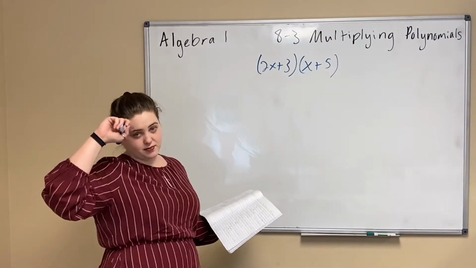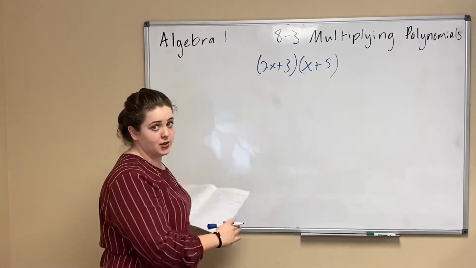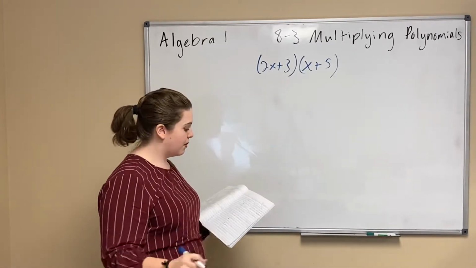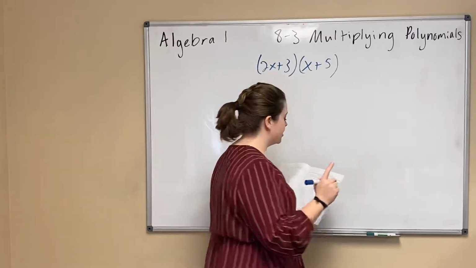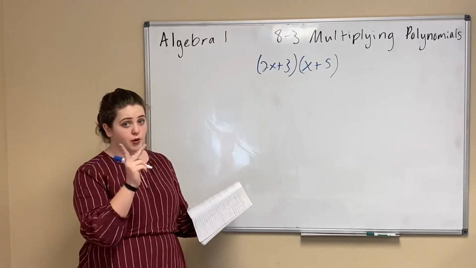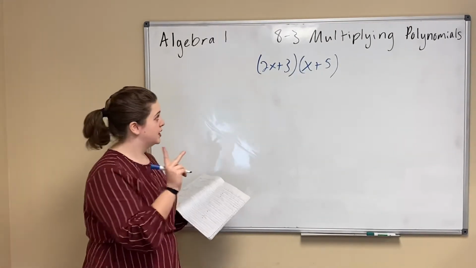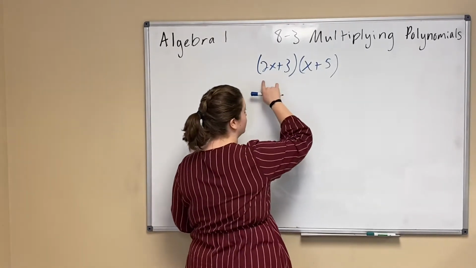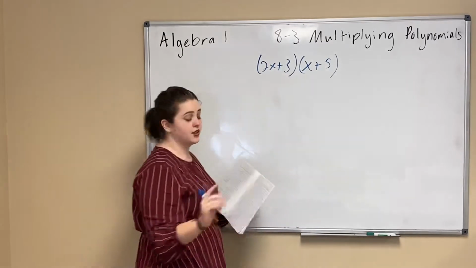Now, what we need to remember, just like with the monomials, is we're still using the distributive property, but this time we have to distribute both terms. Instead of just having one term by both of these, we have to do both terms by both of the other terms.